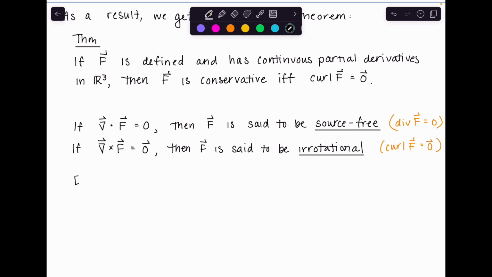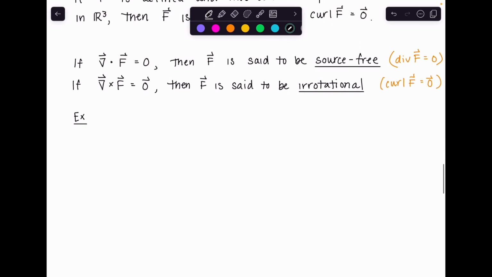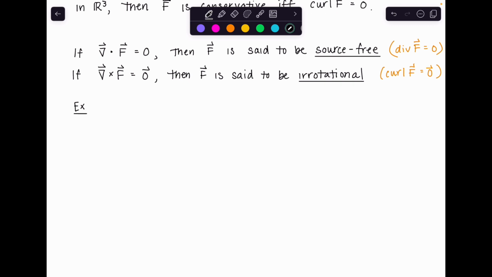So let's try some examples. We're going to work with vector fields that we can plot and have actually plotted way back in the beginning. So we're going to see the curl and divergence for each of these. So we're going to do 2. Let's let the vector field F have 2 components, x and y.